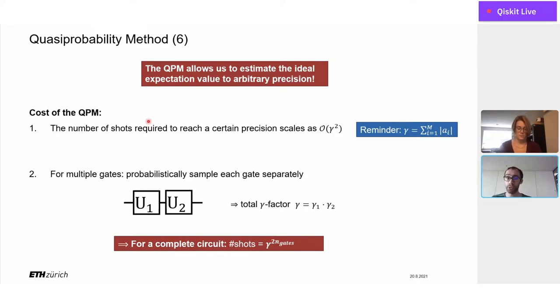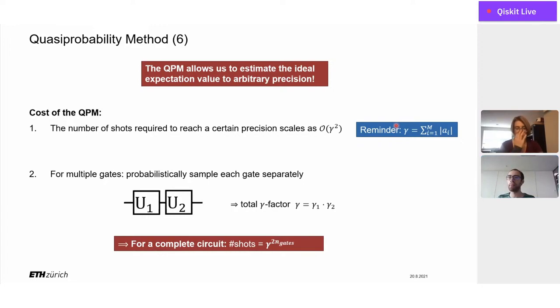So this might sound a little bit too good to be true, and that's also because in a certain way it is, because as it turns out, in principle you can get an arbitrarily good estimate, but the number of shots that you need to reach that estimate can become extremely large. And more precisely, the number of shots that you need to reach a fixed precision scales as gamma squared. Whereas you remember this gamma factor was the quality of the quasi-probability decomposition I was mentioning before. And in fact, things are even a little bit worse.